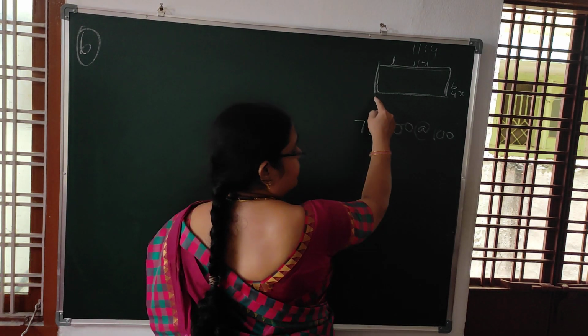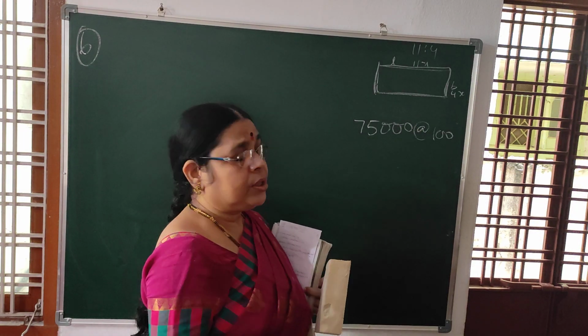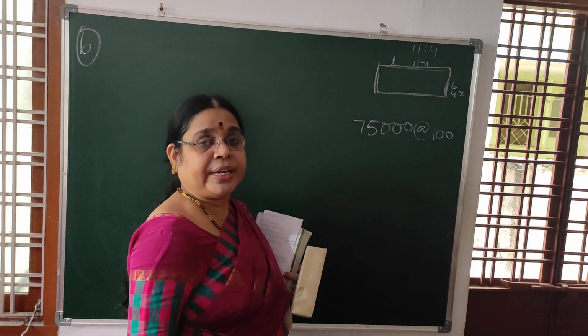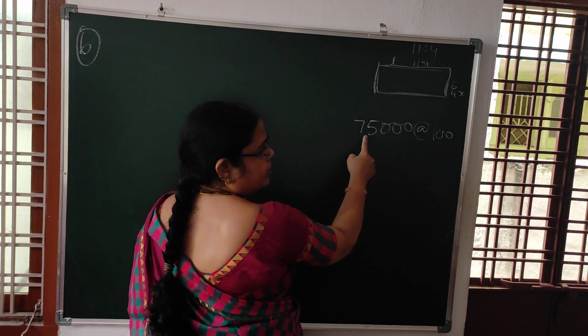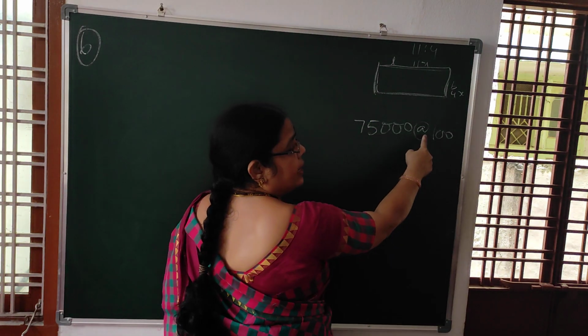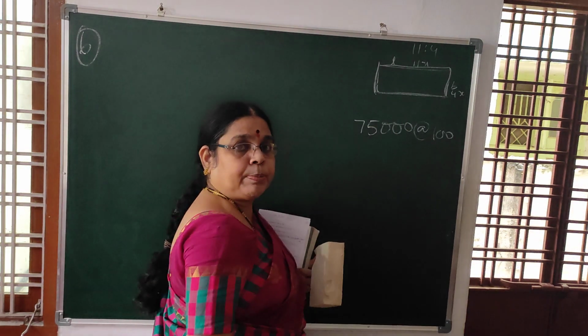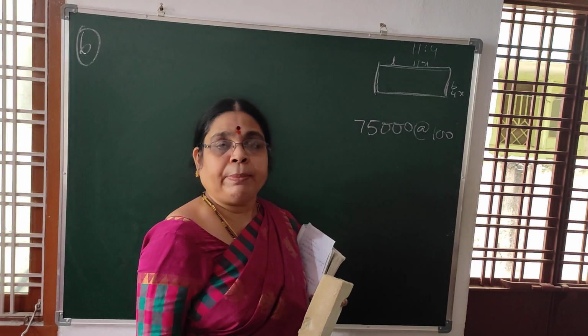75,000 is the cost for the whole fencing of this rectangular plot. The distance around this, or the fencing around this, is called the perimeter. To fence this plot, they spent 75,000 rupees at 100 rupees per meter. So what is the perimeter of this rectangular plot? Do you know? You don't know. So using this hint, you have to find the perimeter.